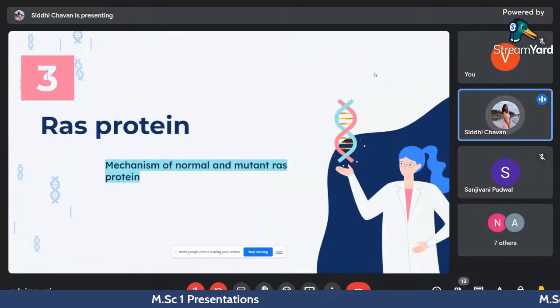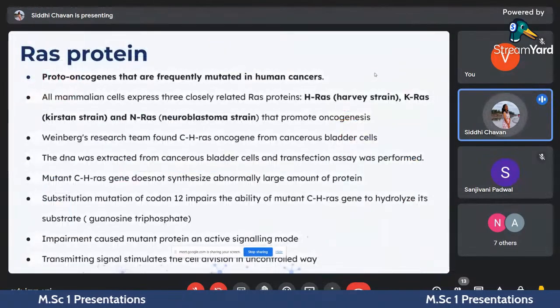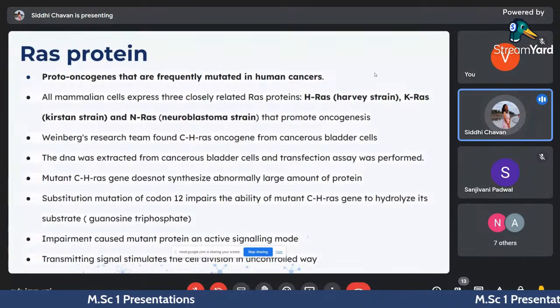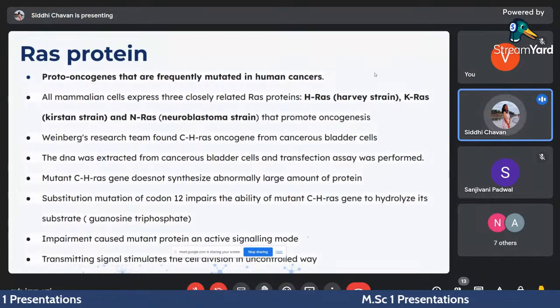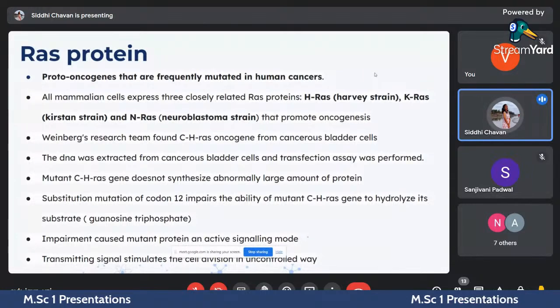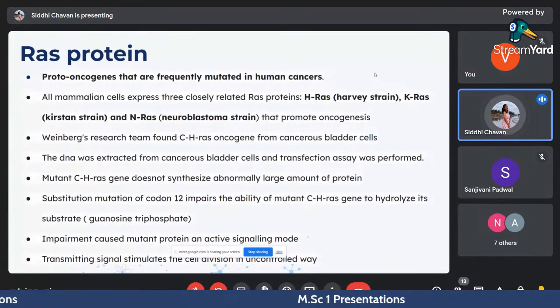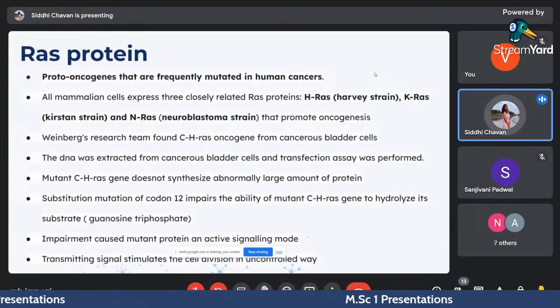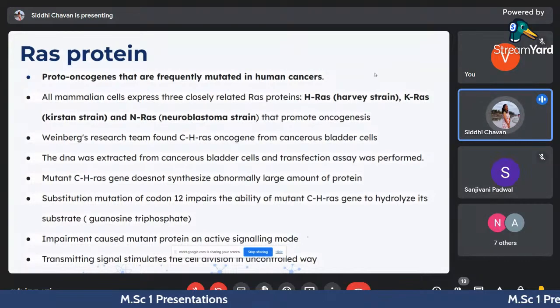Now, next one is the RAS protein. Well, RAS protein is a proto-oncogene that is frequently mutated in human cancer. In mammalian cells, there are three main RAS proteins which are closely expressed. That is HRAS, which is known as Harvey strain, which encodes codon 12. KRAS, which is also known as Kirsten strain, and NRAS, which is also known as neuroblastoma strain, as these strains promote oncogenesis.